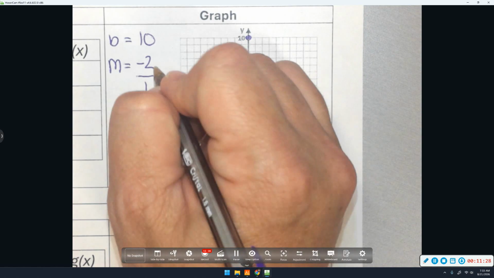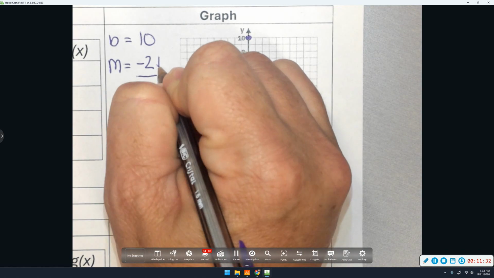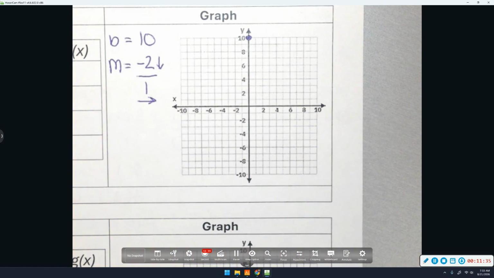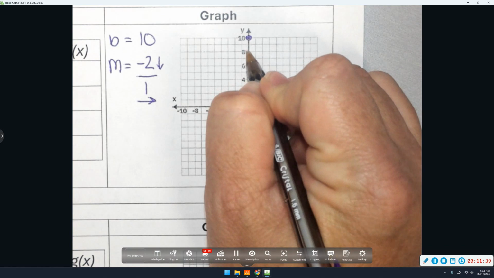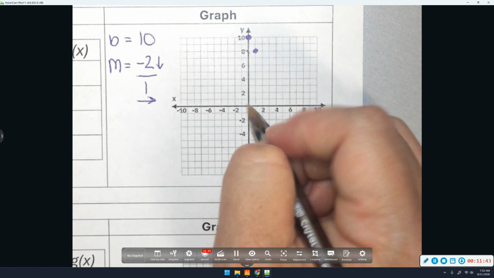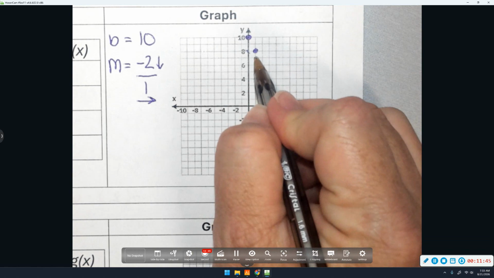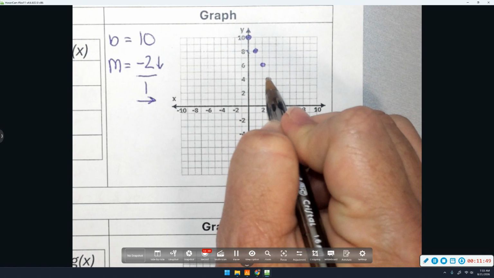So to move, am I going to go up or down? Down, and then remember, always right. So down 2, right 1. And you should have put your first point at 1, 8. Down 2, right 1. Down 2, right 1.